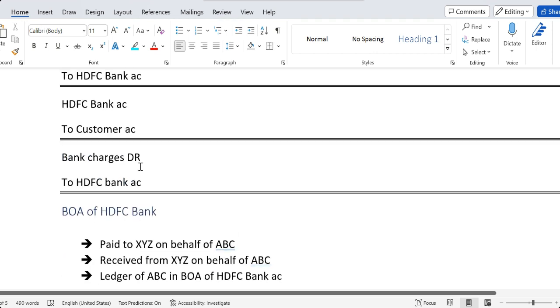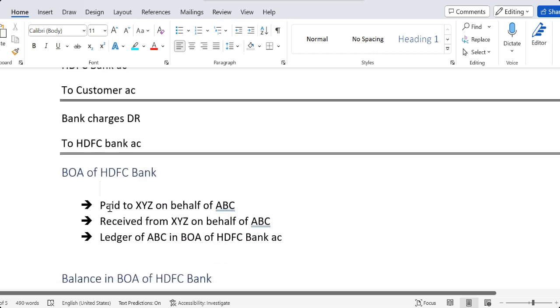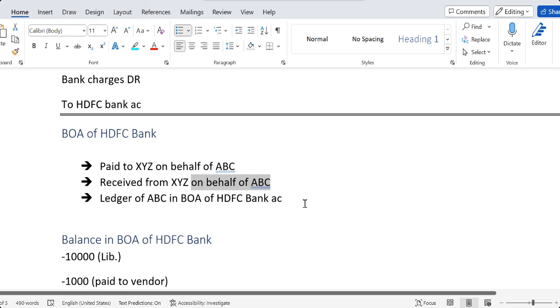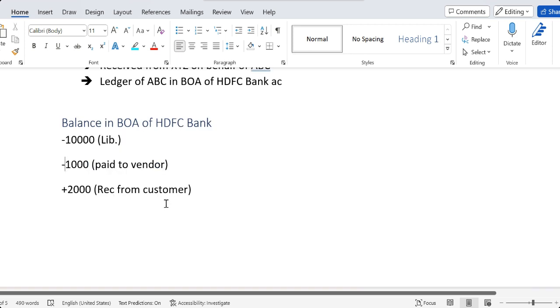And so this is the books of accounts of A. In a similar way, the bank will also maintain the ledger of ABC Limited and other customers, and it is also going to perform some accounting entries. Okay, it has paid something to XYZ on behalf of ABC. It received something on behalf of ABC. It charged something in the account of ABC, right? So something like that.